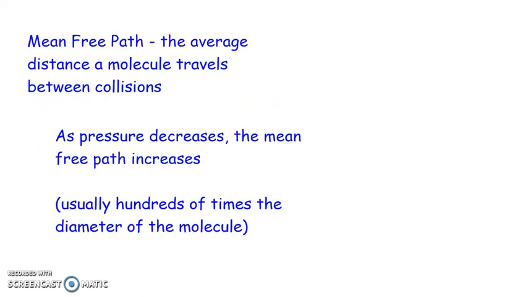The mean free path is the average distance a molecule travels between collisions. As pressure decreases, the mean free path increases. The particles are farther apart, so they're going to be able to travel farther between collisions. Usually, this mean free path is hundreds of times the diameter of the molecule.